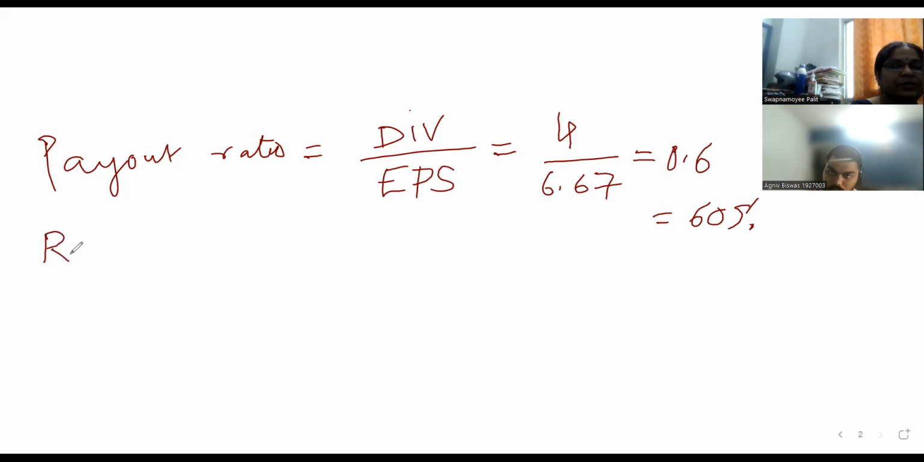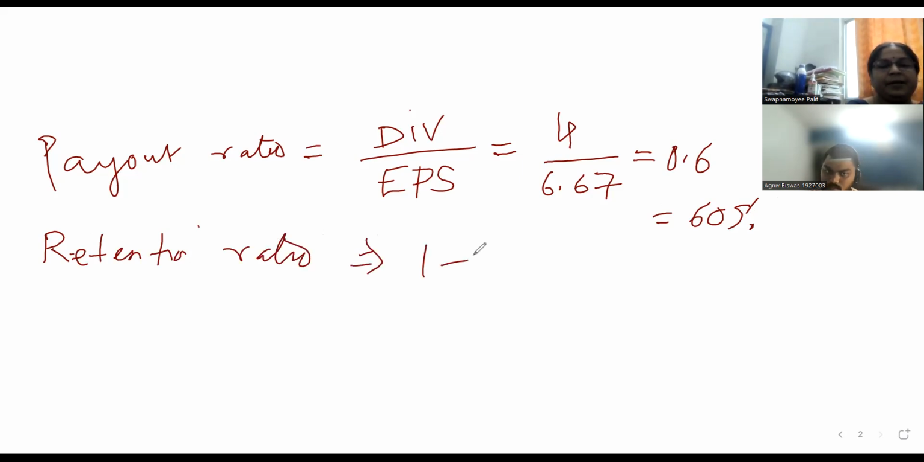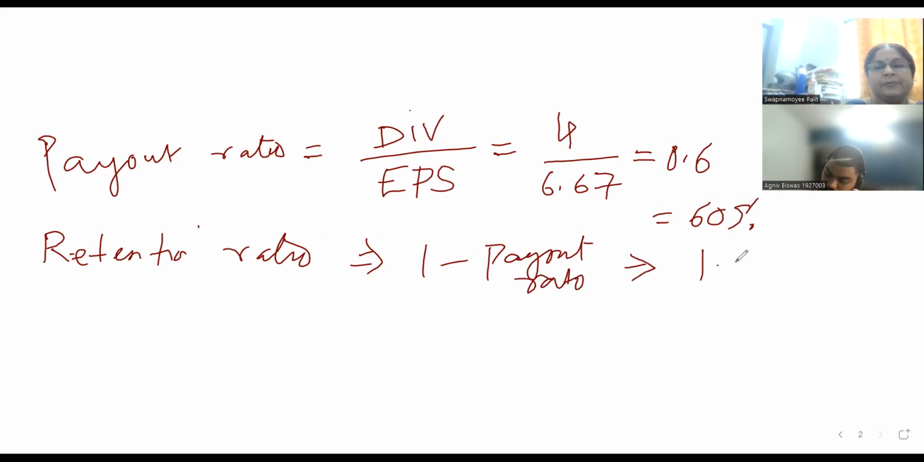Okay. Second is retention ratio. You know, it is just the rest. So your retention ratio is 1 minus your payout ratio. So in this case, it is your 1 minus 60, which is your 40%. That is the retention ratio.